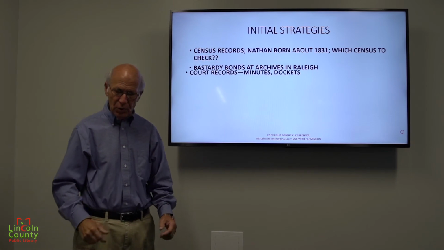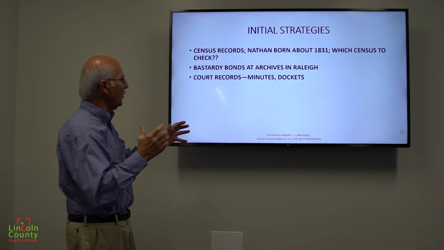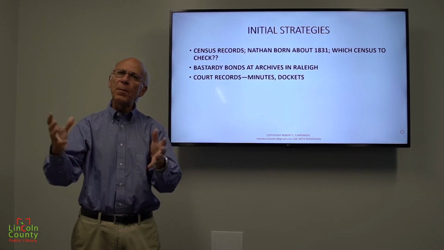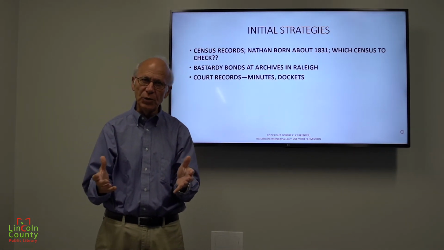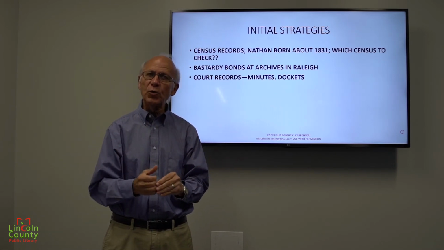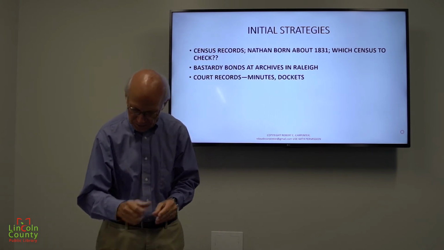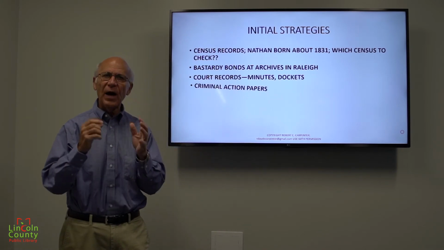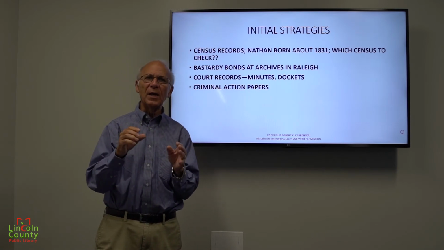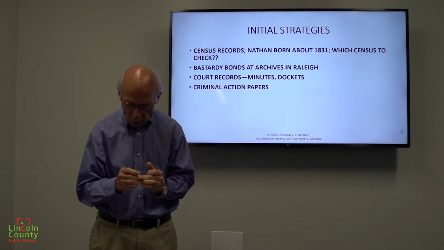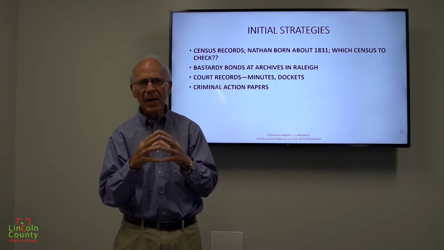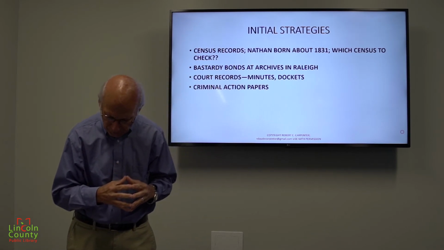The other places that you look in association with this whole legal process is court minutes and dockets. You see, if it ended up in a court case, a criminal court case, which it very well could have, you will have court minutes and you'll have dockets, which will give you information about the case. Finally, it also could find criminal action papers, which are those papers which are critical to understanding the whole process that occurred during this time when this man was being prosecuted for having an illegitimate child.